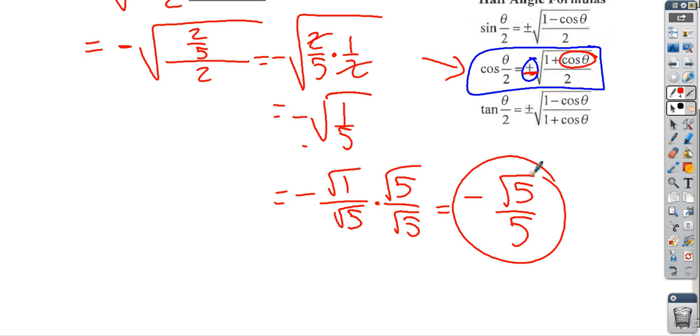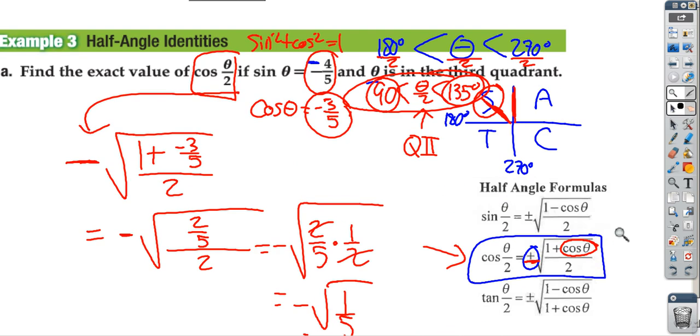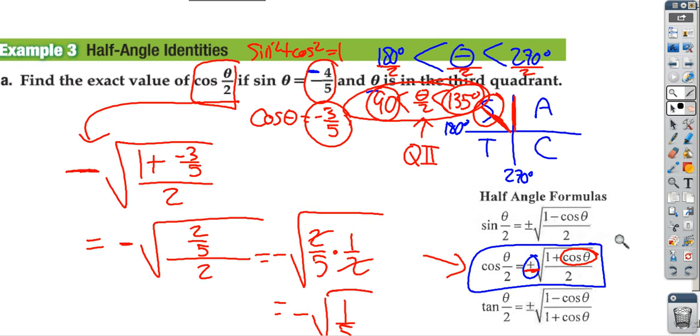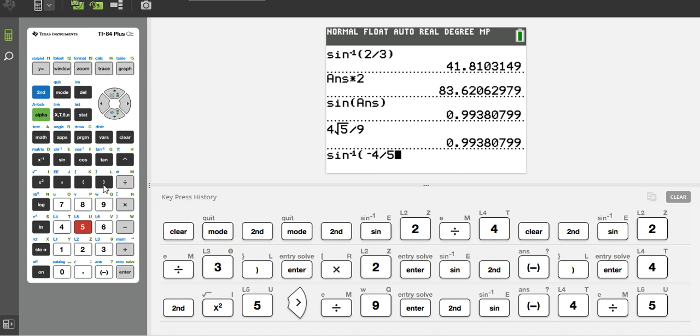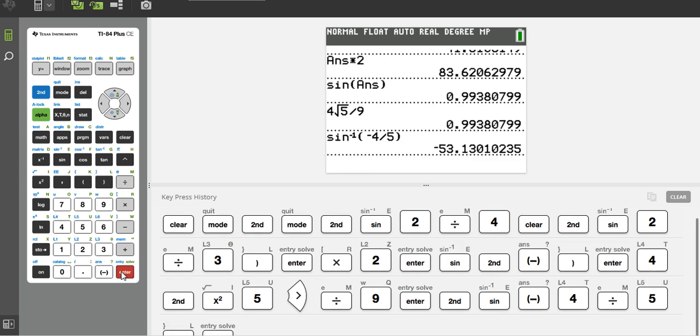Let me show you how you would be able to check that, by the way. So here's how you could check it. We kind of do what we did last time. We know that the sine is -4/5, so let's take the inverse sine of that just to see what angle that is. And we know that the angle should be in the third quadrant, so that's a way to tell. So -4/5, and hopefully we'll get a third quadrant angle here.